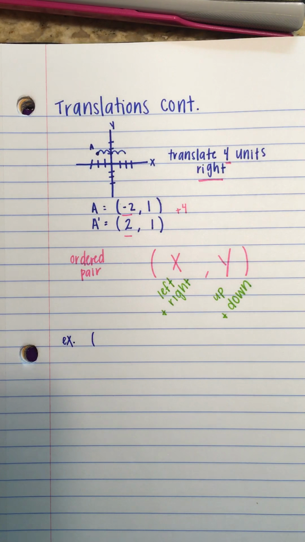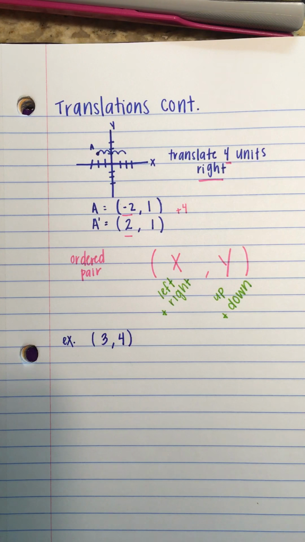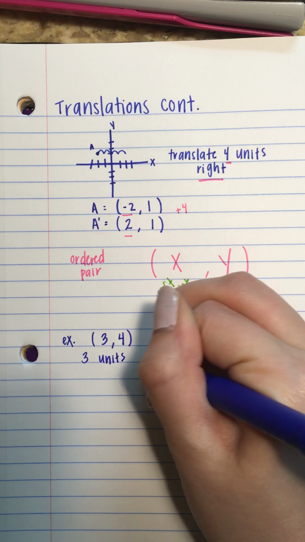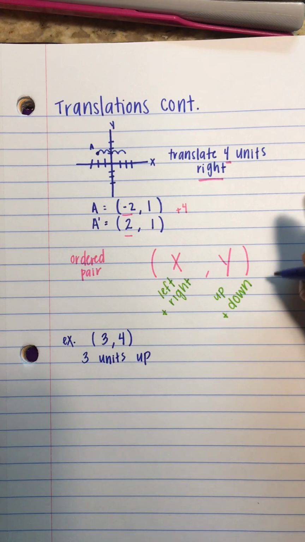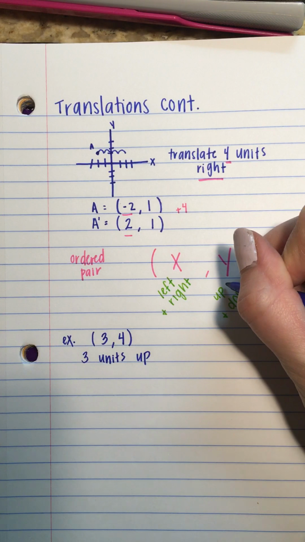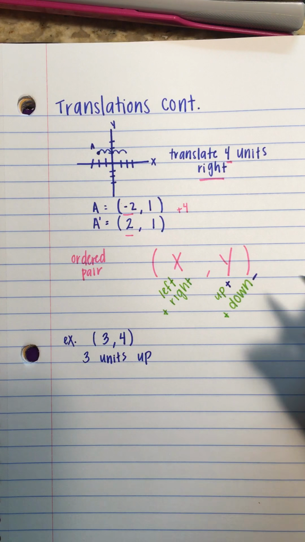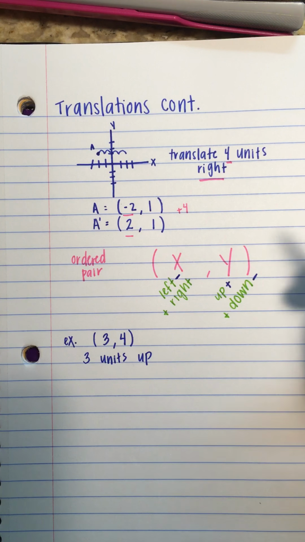So let's say we're starting with the point 3, 4. And we're going to translate three units up. Remember, Y controls up and down. So if we're going to move up for the Y's, we're going to add. If we're going to move down, we're going to subtract for our Y's. For our X's, if we're going to move left, we're going to subtract.